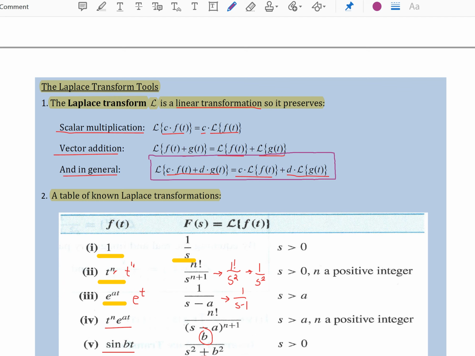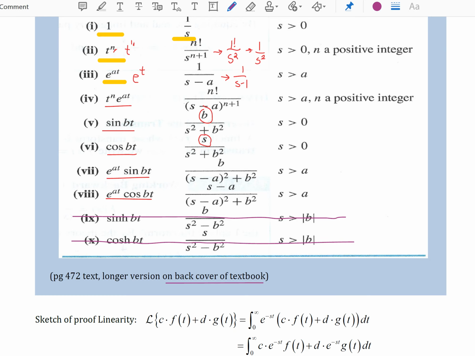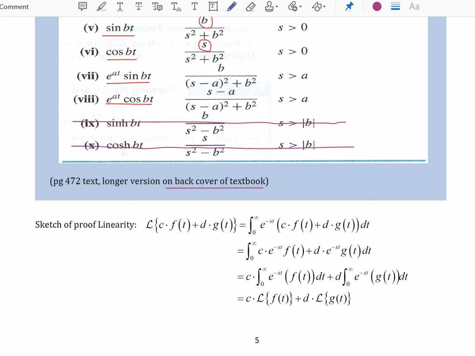To show that this really is a linear transformation, I want to be able to verify that the right-hand side and the left-hand side are the same. And this is a nice proof because it uses properties of calculus that we already know. So in general, if you're asked to find the Laplace transform of some linear combination of functions, then by using the integral definition, it'd be the integral 0 to infinity e to the negative st times that linear combination of functions.